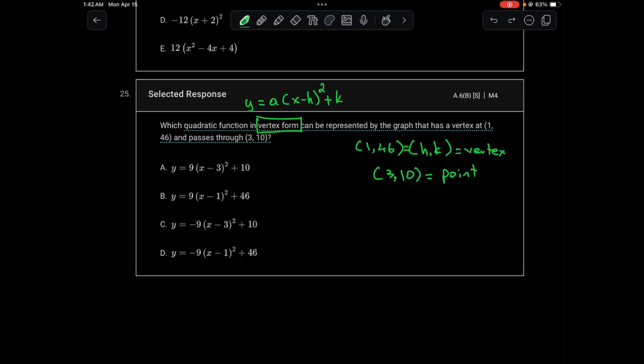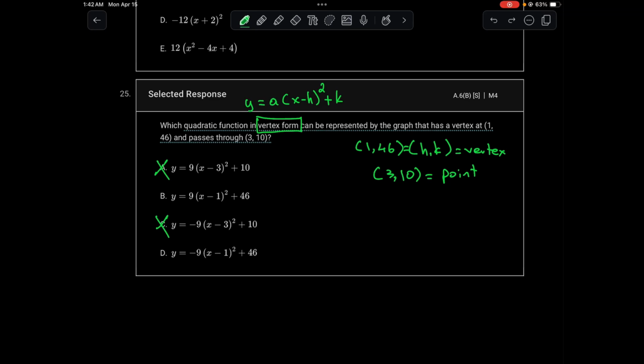I could narrow it down a little bit if I assume that we remember and we know this during the test. Immediately I can see that the vertex is 1,46 and it needs to go for h and k. So 1 is h. This one doesn't have 1 for h or 46 for k, so that's not going to be it, and that's not going to be it. It's either B or D.